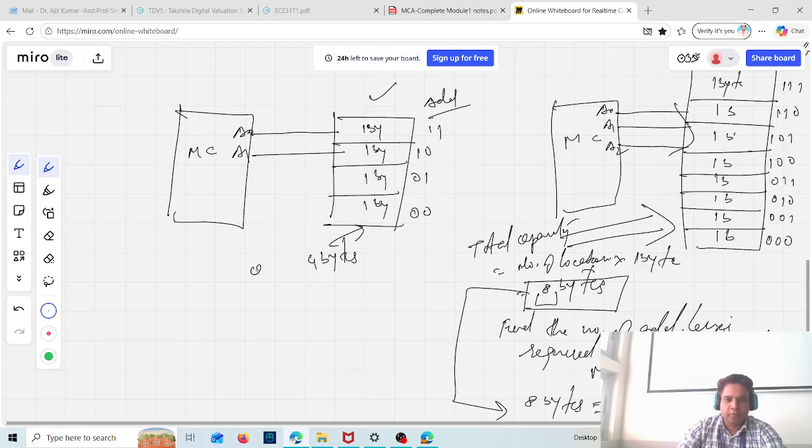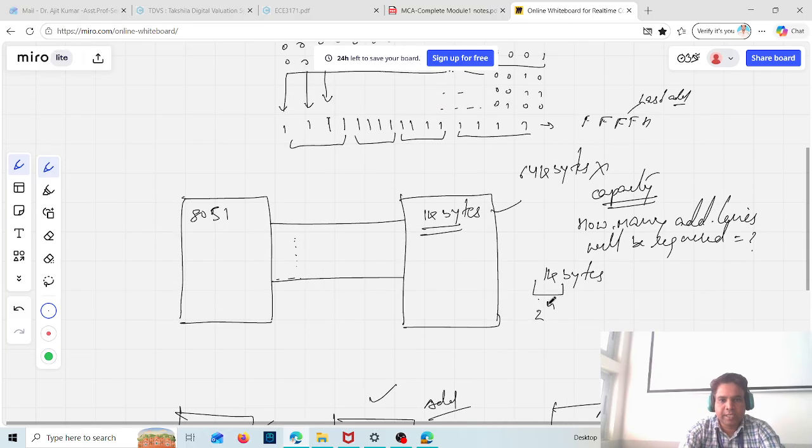Total capacity is 4 bytes. So in this case, 2 power 2. The suffix 2 is actually the number of address lines, and I can see it is correct. I need 2 address lines here.